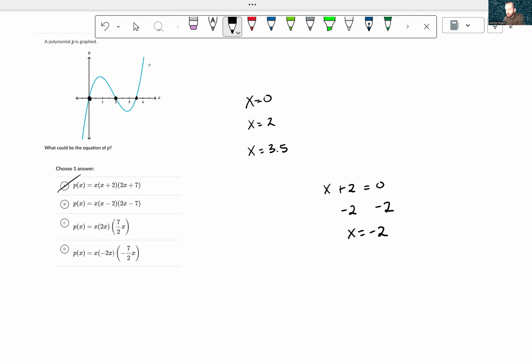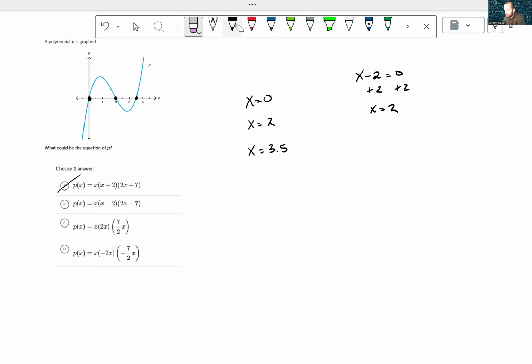If x equaled positive 2, that would be x minus 2 equals 0. We would add 2 to both sides and get x equals 2. So far it looks like B is correct, but let's check the last portion of letter B.